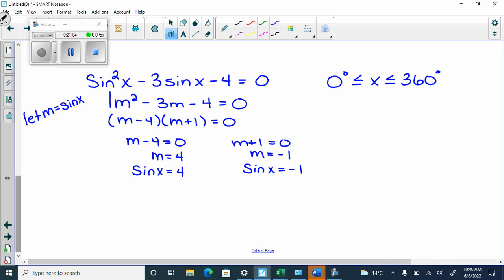Now, sine x equals 4. What you don't know yet, and you'll learn more in grade 12, is that a sine graph actually looks like this.